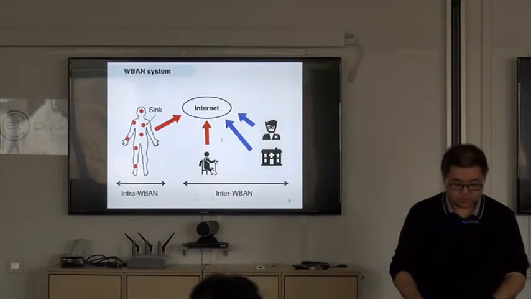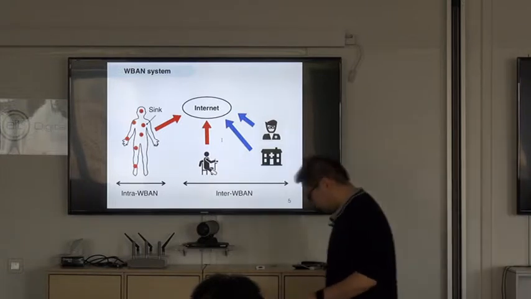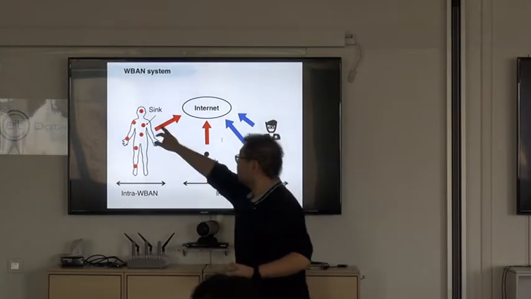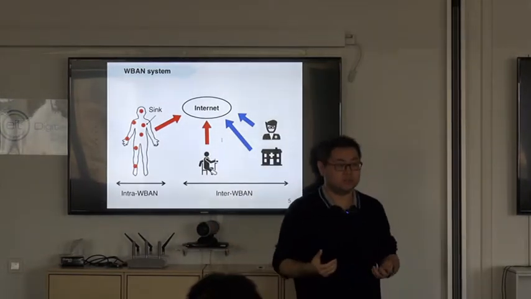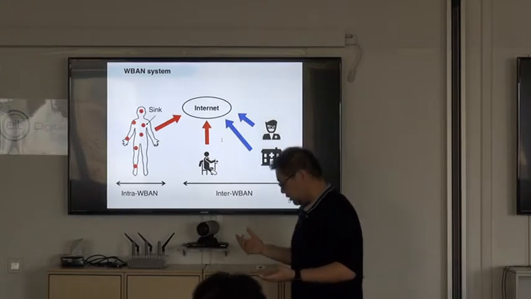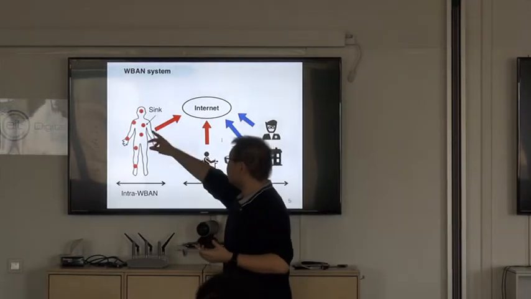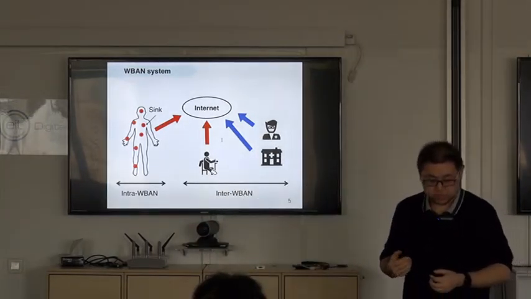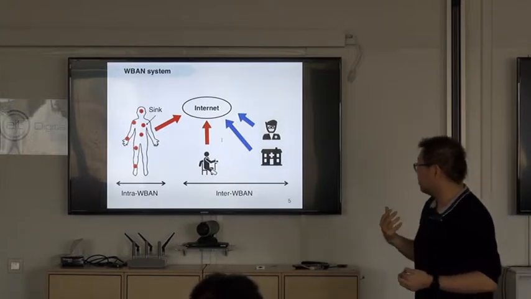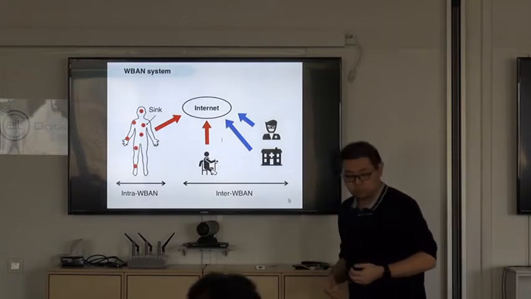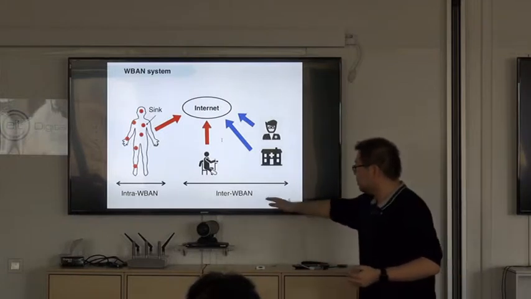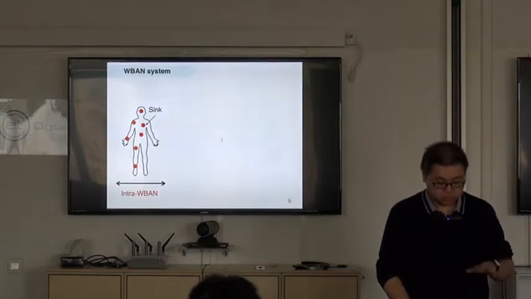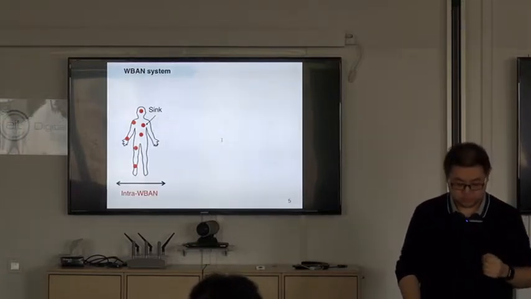So this is an overview of the WBAN system. In this part, it's the intra-WBAN communication. There are sensors on the human body, and there's a sink node, a gateway node, collecting all the data from the other sensors. Then they send this data to the outside of the network, outside of the WBAN, so that the doctors or the hospitals can have access to this data. We call this part the intra-WBAN communication. In this talk, we will focus on the first part, the intra-WBAN communication.